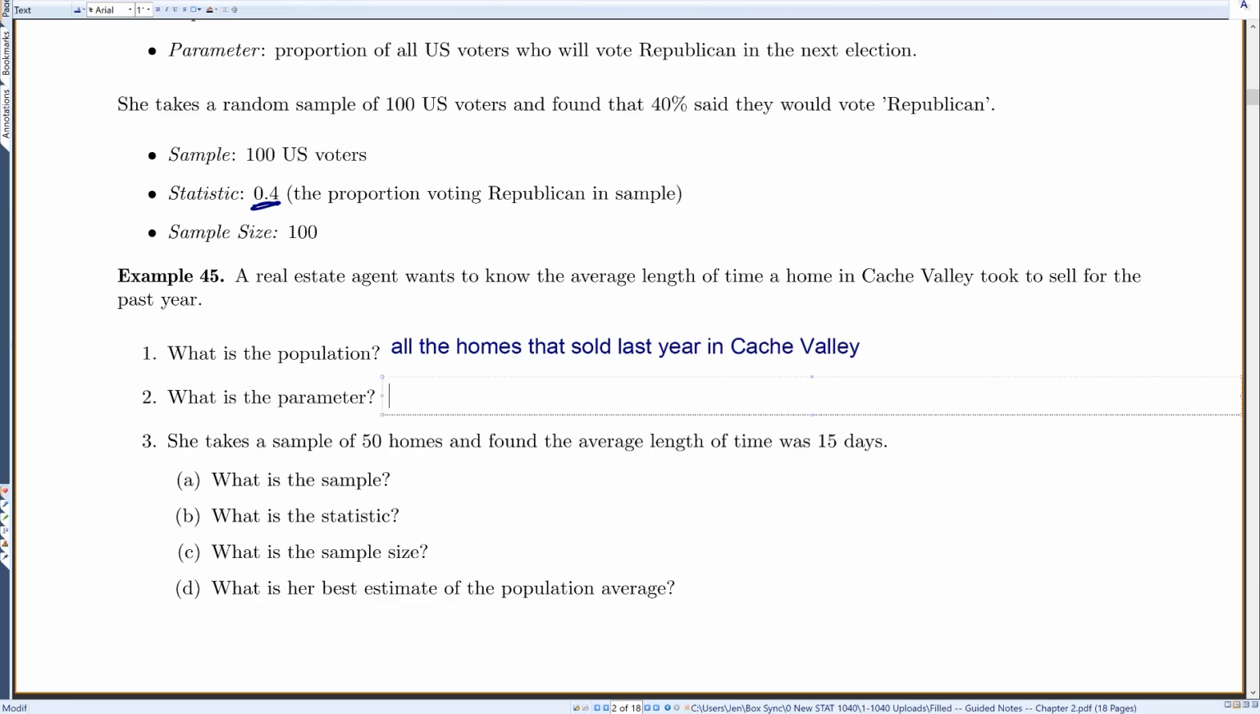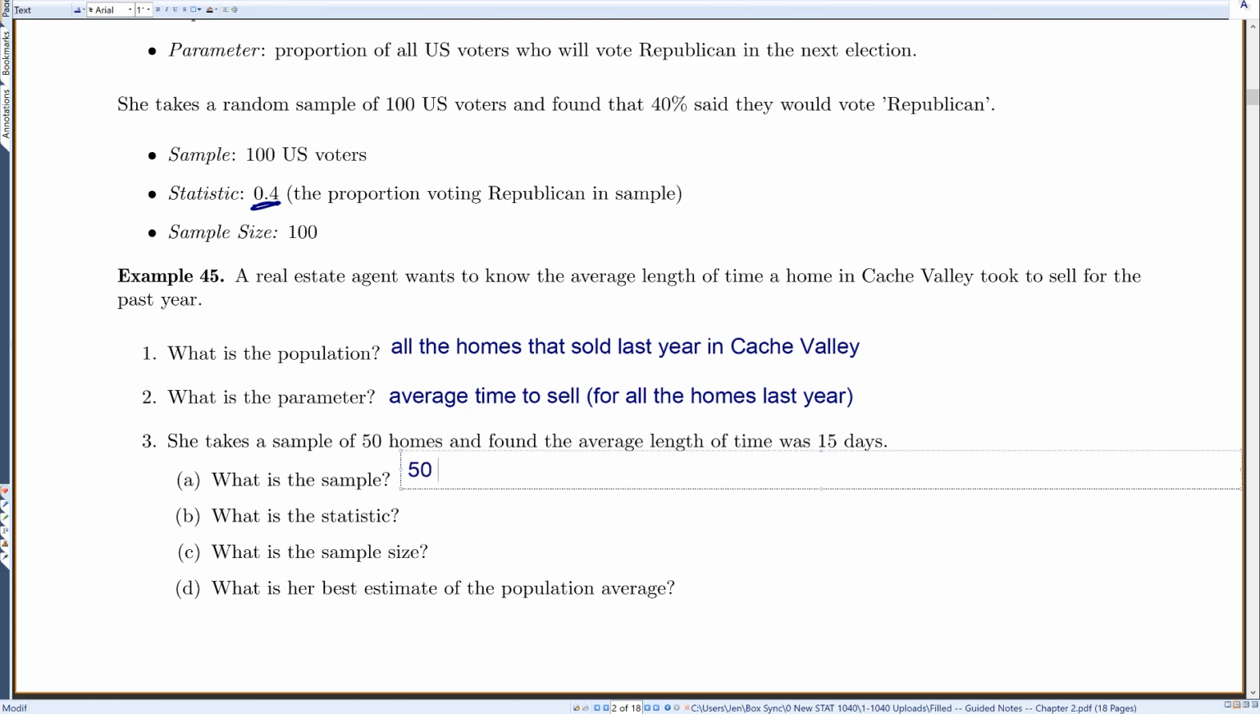The parameter would be, well, let's see, she wants to know about the average, so it would be the average time to sell for all the homes last year. But we don't know what the actual average is because she doesn't have data on it. But she did take a sample of 50 homes and she found that the average length of time was 15 days. So what is the sample?